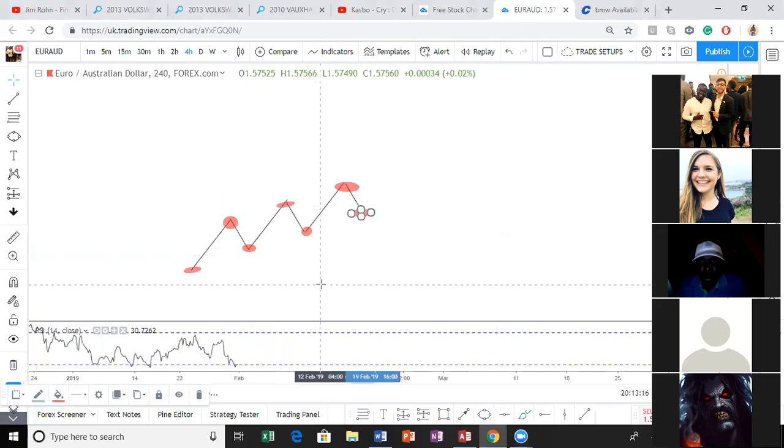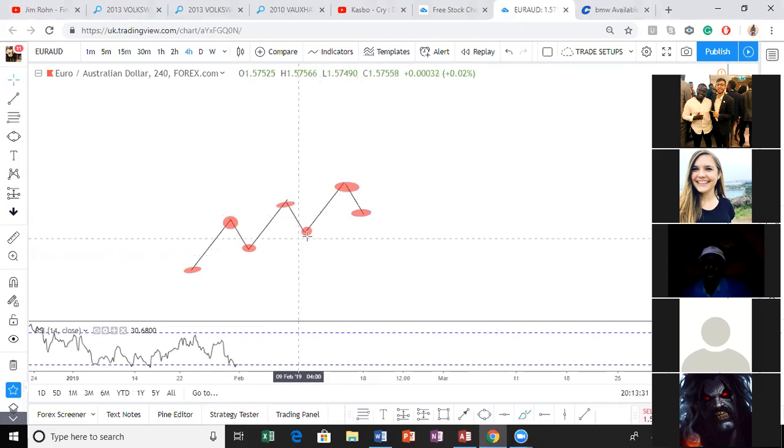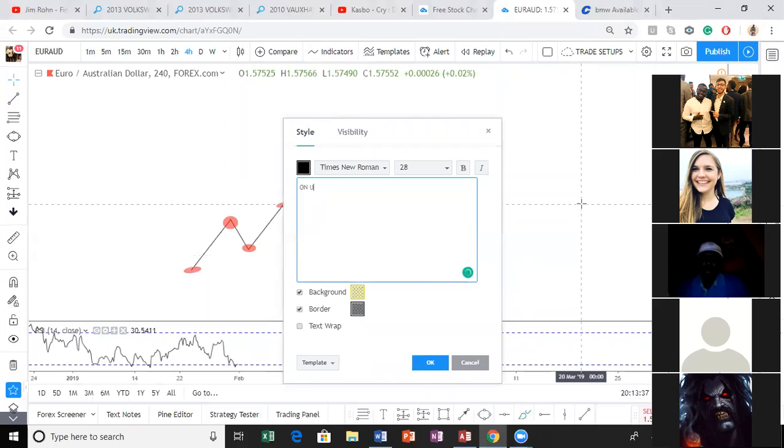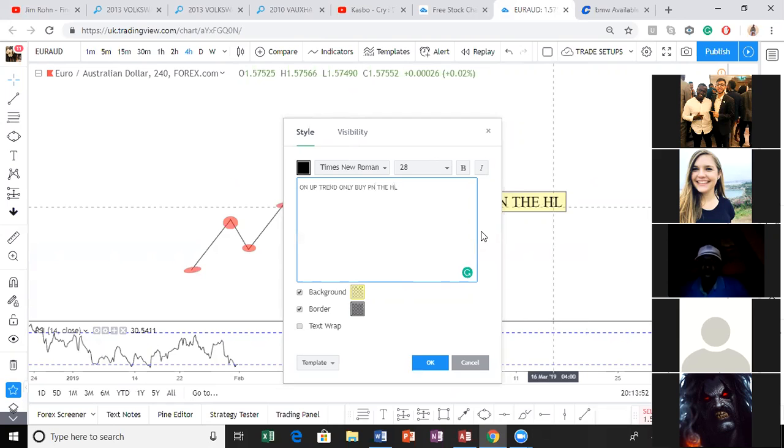Okay, so one thing that you need to know is that on an uptrend, note this down, only find ways and means to what? To buy into the market. You need to understand this. On an uptrend, only buy on what? On the higher lows. These are the higher lows. Okay, let me write it down. On uptrend, only buy on the higher lows.